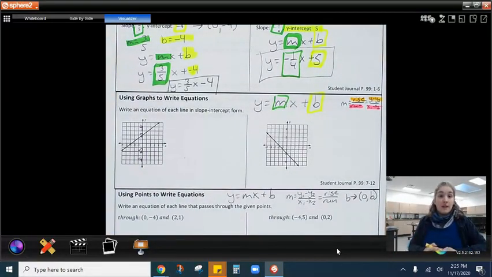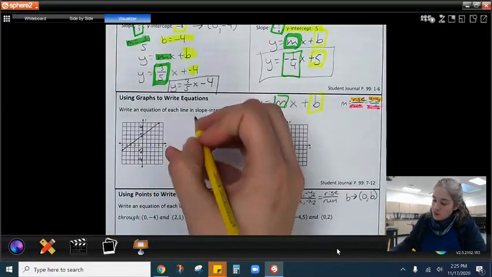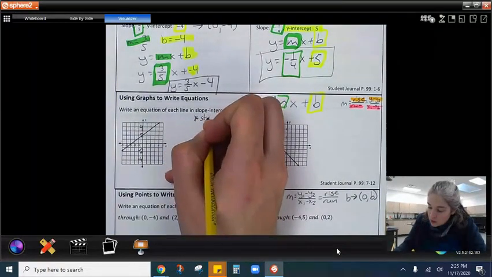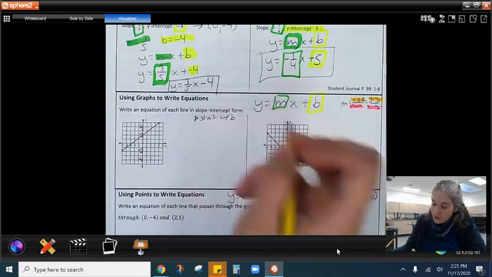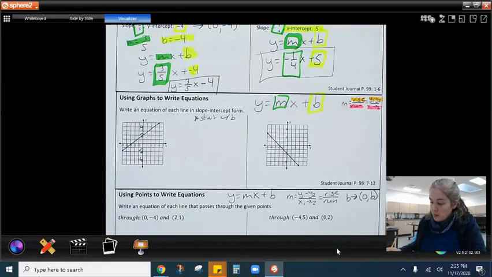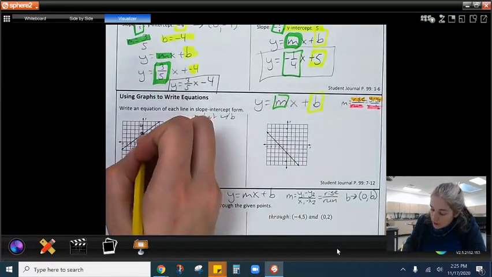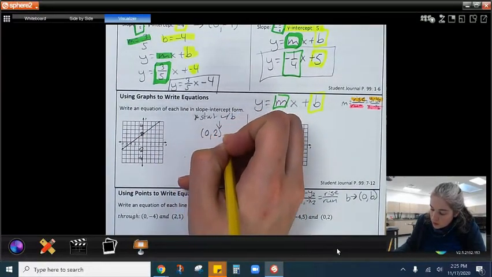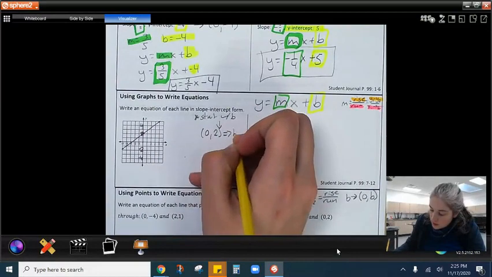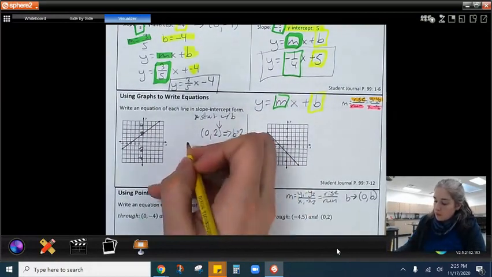So we're going to start by finding our y-intercept. That is always the place to start. Start with finding your b. And it is right here at 2. So in this case, we have the point (0, 2), which means our b is 2.